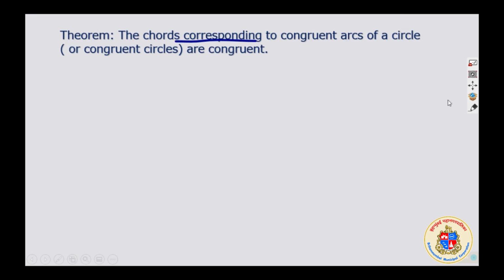What is next in your textbook? Next in your textbook are two theorems which are important but easy to understand. Theorems are proved in your textbook. I will not be taking each and every step of the theorem, but I will give you the clue how it is proved. The theorem is that chords corresponding to congruent arcs of a circle are congruent. Here we have congruent arcs. The chords corresponding to those congruent arcs will be congruent.